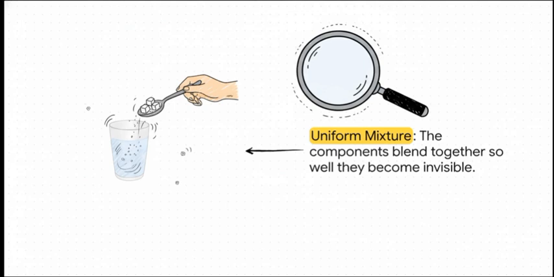But what about this? Imagine we take a spoonful of sugar and stir it into this glass of water. Poof! It seems to just vanish. It's still in there for sure, but you can't see it anymore. This is a uniform mixture, where all the parts blend together so perfectly they become invisible to our eyes.